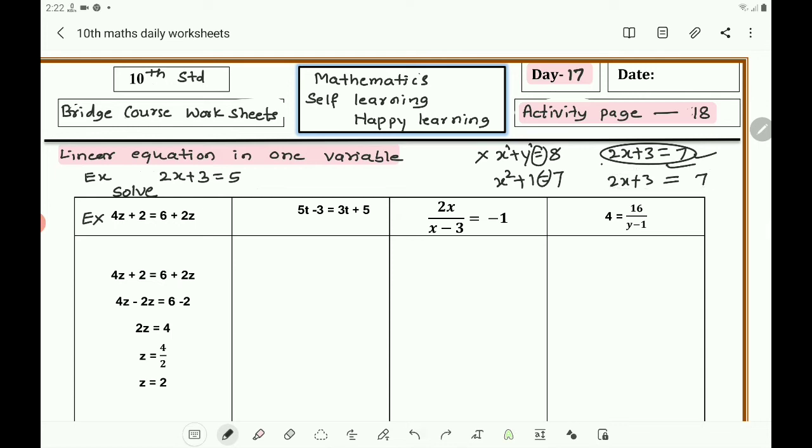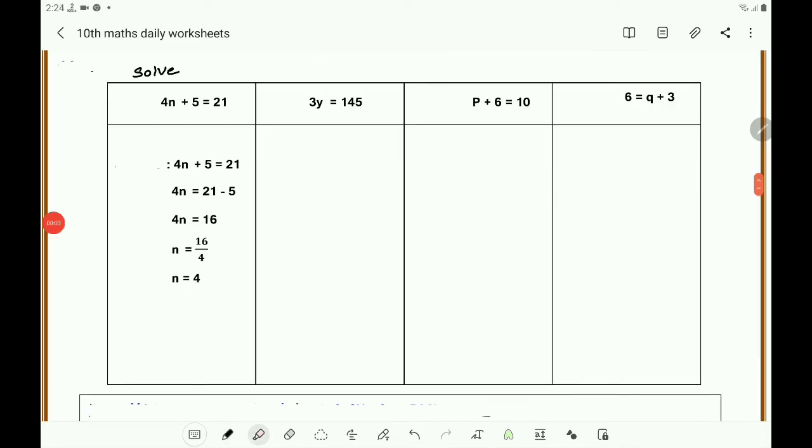And in this equation, the highest power of the variable is 1 and only one variable is there, so it is a linear equation in one variable. Here 4n plus 5 equals 21, 3y equals 125, p plus 6 equals 10, and 6 equals q plus 3. All these are linear equations in one variable, because only one variable is there and the highest power is 1. Now let us solve this linear equation. First one you take 4n plus 5 equals 21.